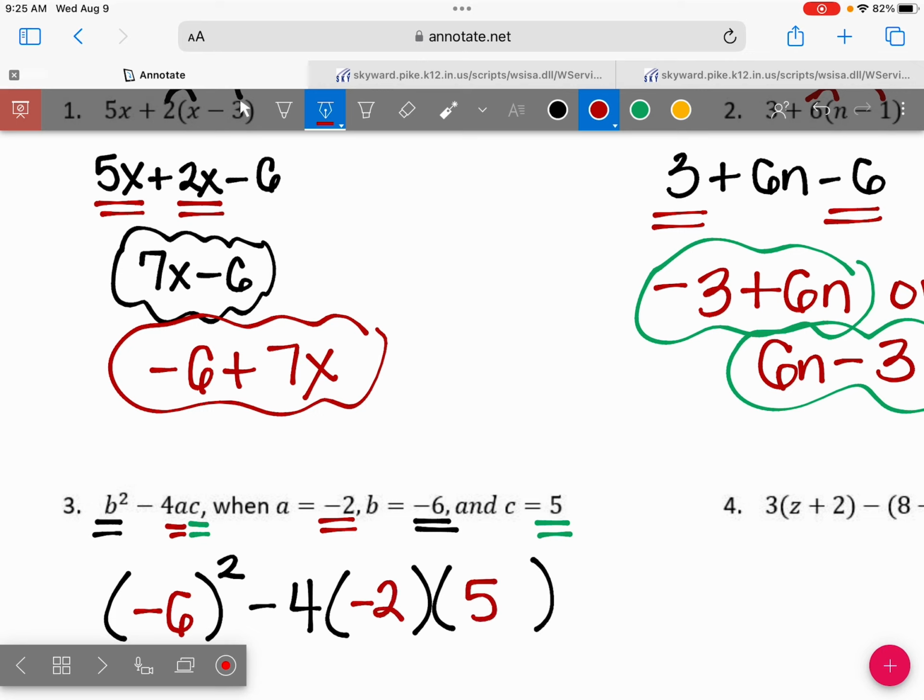Go ahead, pick up a calculator. There should be calculators around you. If there's not one on your desk, there should be one close to your desk. Make sure you type it in exactly the way it is written on the screen, meaning that the exponent is on the outside of the parentheses and there's a negative 6 inside. So I'm going to give you a minute to do that.